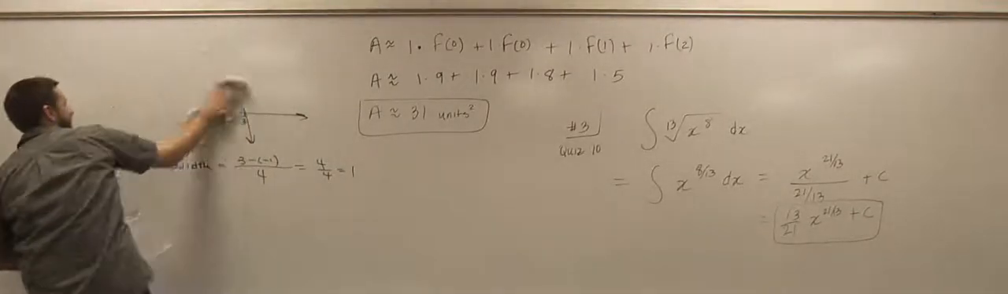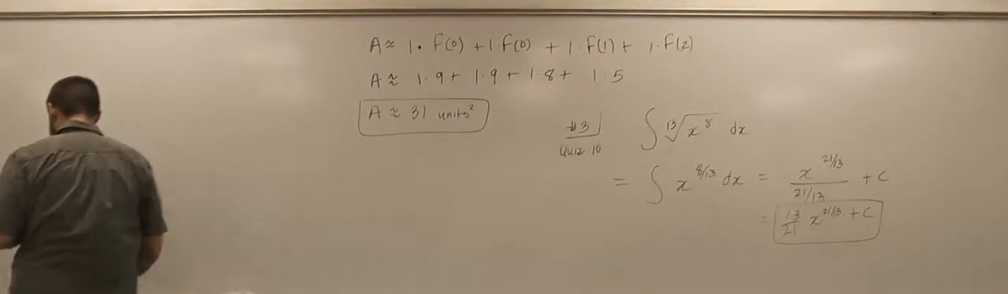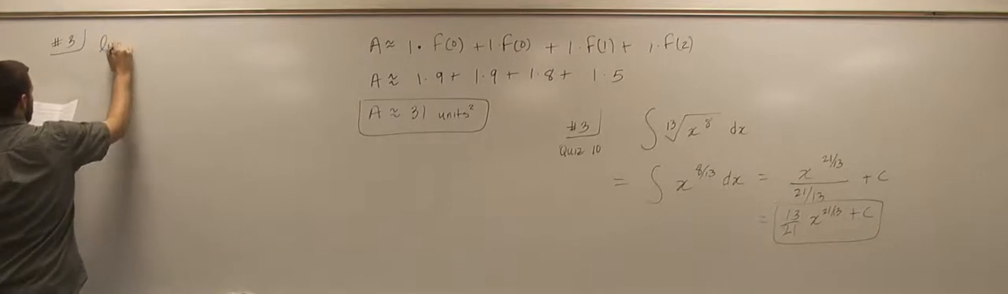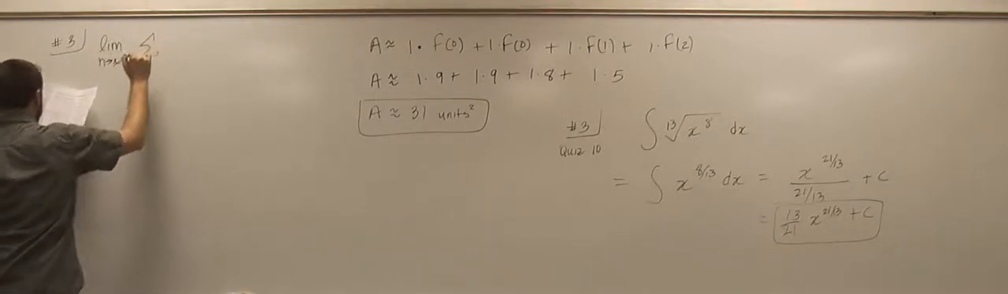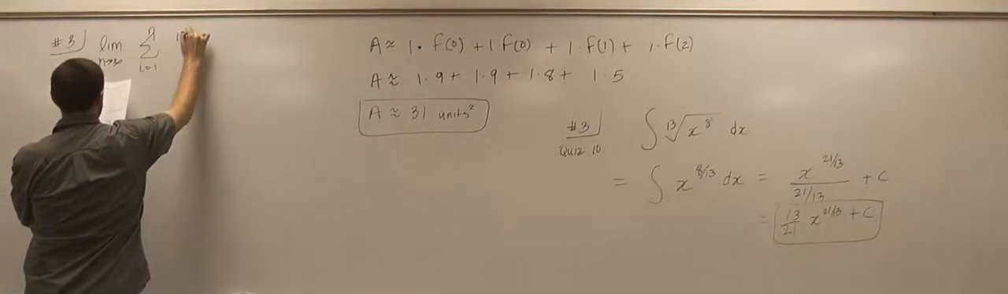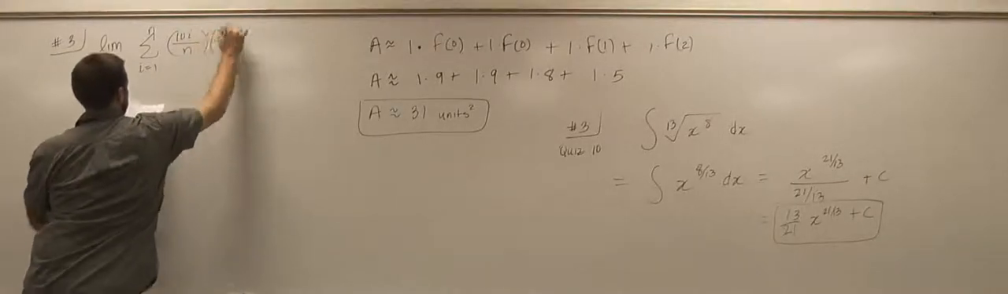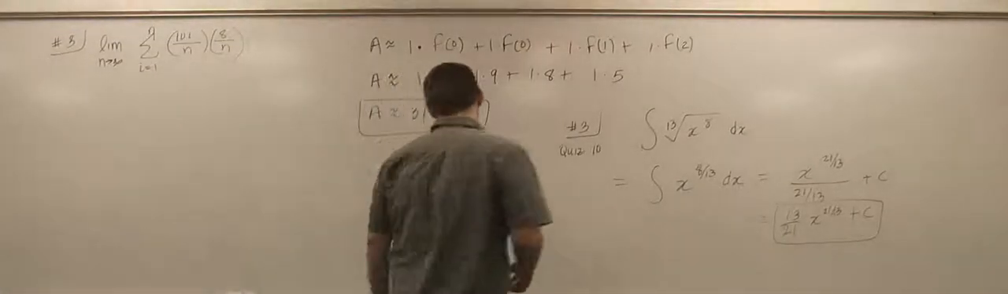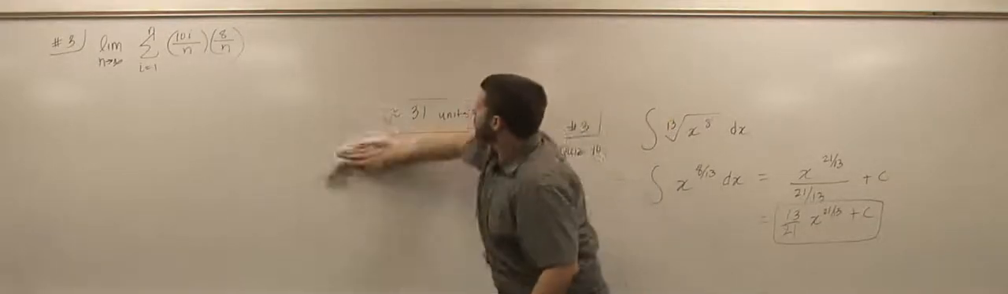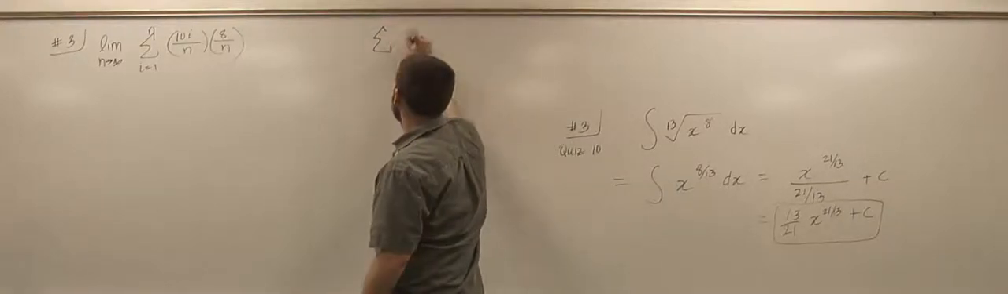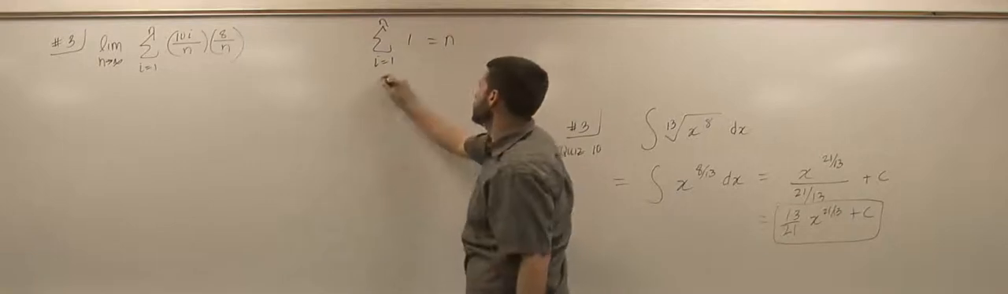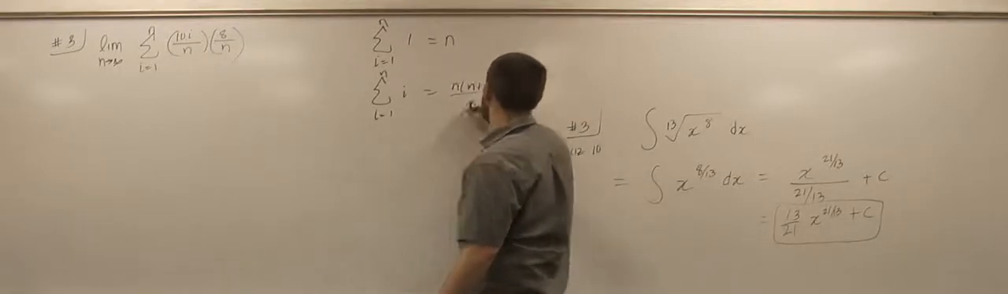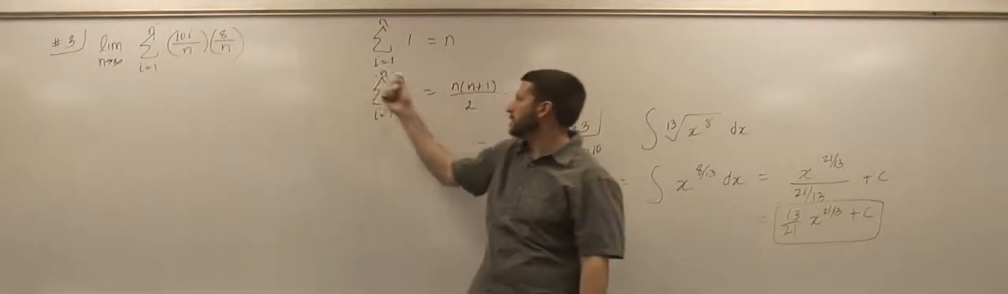What do we have in here? The limit as n goes to infinity of the sum i equals 1 to n, 10i over n times 8 over n. So when you're evaluating these sums, usually you want to try and make them look like the formulas that you know, or that you can look up. Right? By the formulas, I mean things like the summation of 1 from i equals 1 to n is equal to n. The summation of i from i equals 1 to n is equal to n times n plus 1 over 2. So you want to try to do algebra on this sum until it looks like one of these.